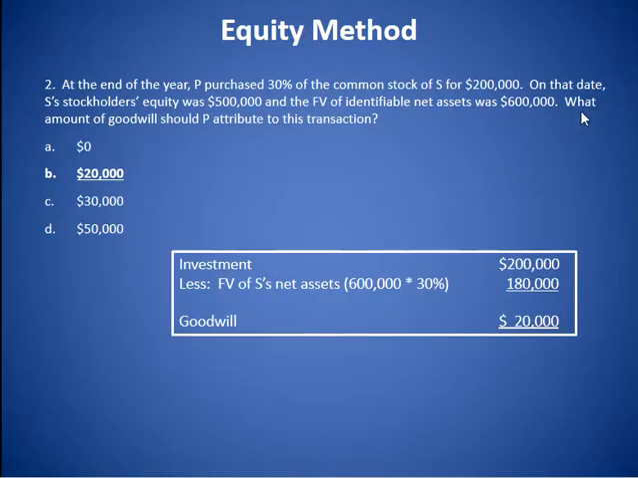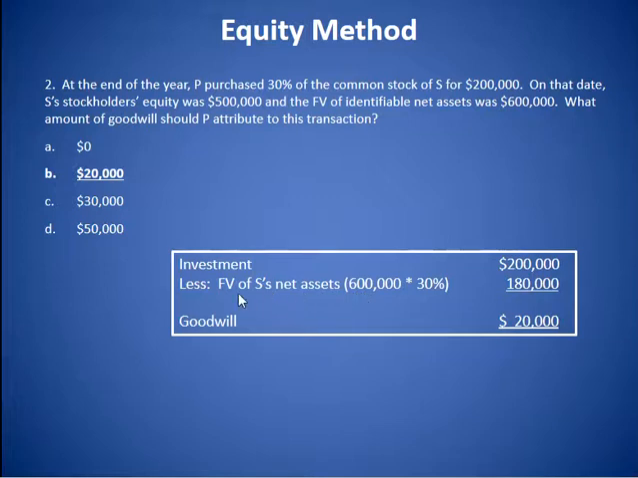Okay, in this case, the question was, what amount of goodwill should P attribute to this transaction? And the answer in this case would be B, $20,000. So we start out with P's investment of $200,000. Now, to determine if there's goodwill, we need to determine what percentage of the fair value of identifiable net assets P actually purchased, which was 30% of $600,000.